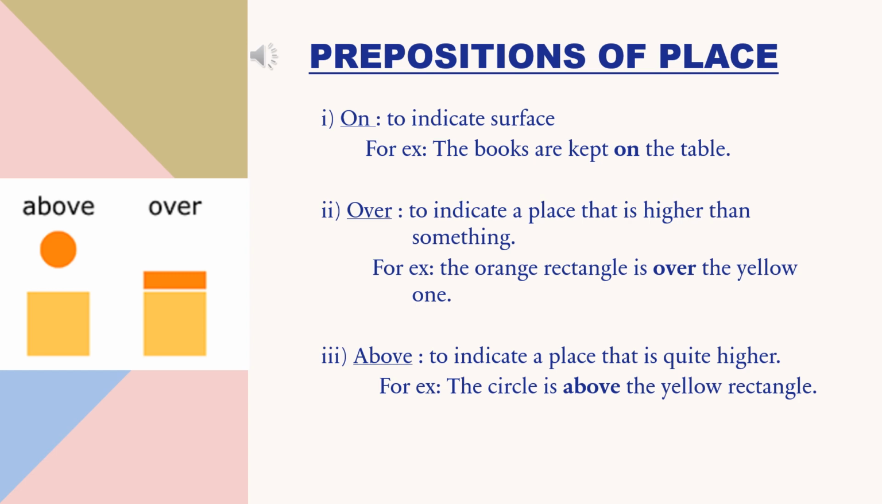Then comes above. So again you can see in the image, above means when something is placed very high to the reference object. For example, the circle is above the yellow rectangle. So there's a lot of space between the two objects. So the circle is above the yellow rectangle.